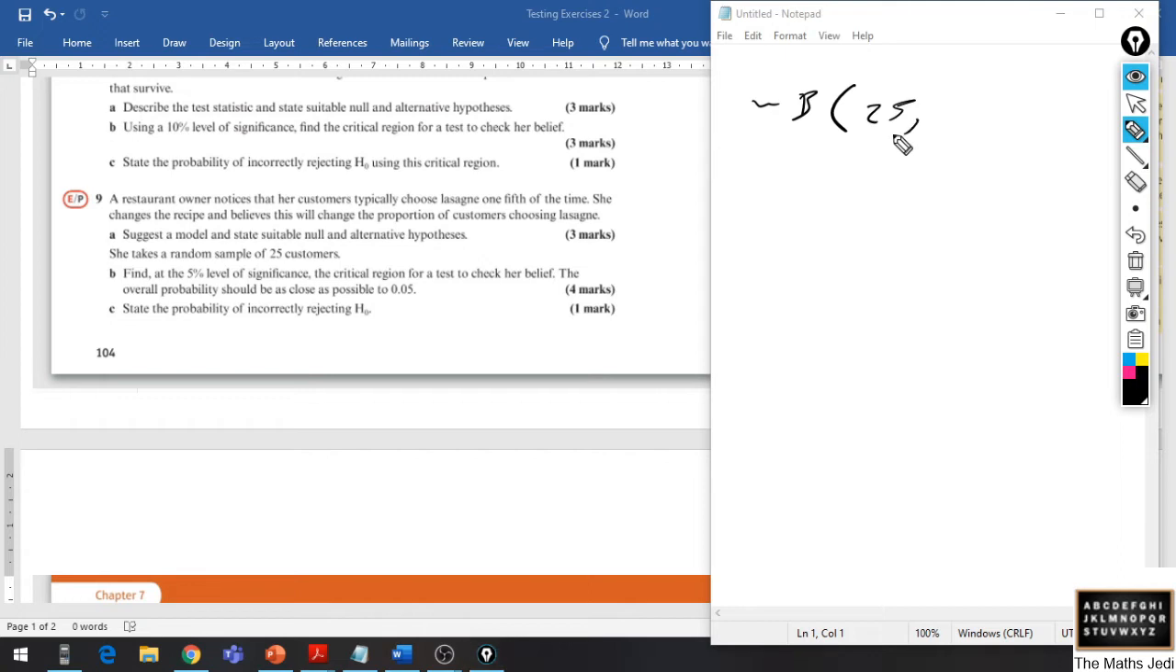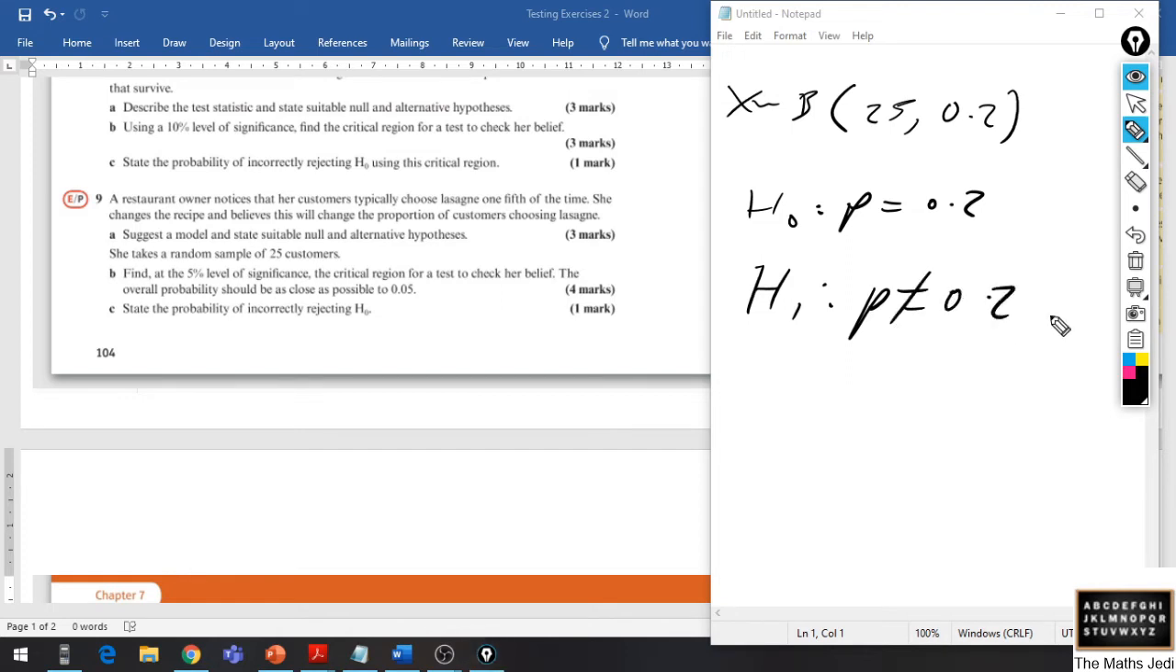We're going to be taking a random sample of 25 customers in a moment, with a probability of it being a fifth, 0.2. That's what our binomial distribution is going to be. Our null hypothesis will be that the proportion stays the same, 0.2. And our alternative hypothesis will be that it doesn't stay the same, it's changed, it's something other than 0.2.